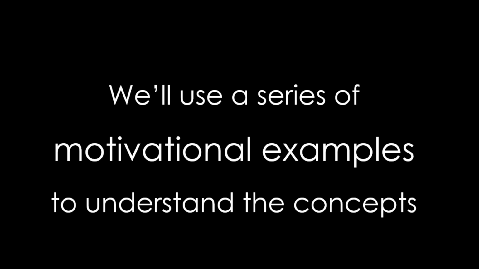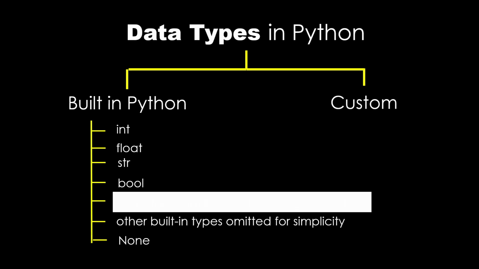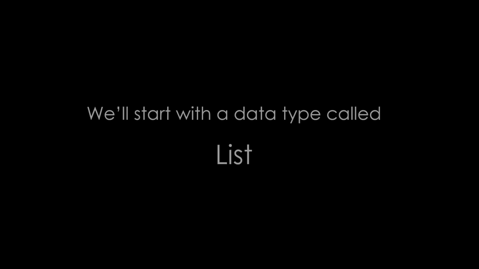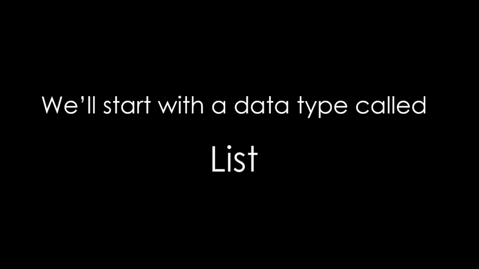So without further ado, let us unveil the concept slowly with a series of motivating examples. The concept is essentially learning data types for various collections of items. Remember, earlier we learned the data types of simple variables. Today, we will further dive deep into those variables which are some collection of items. And we will start with the data type called list.